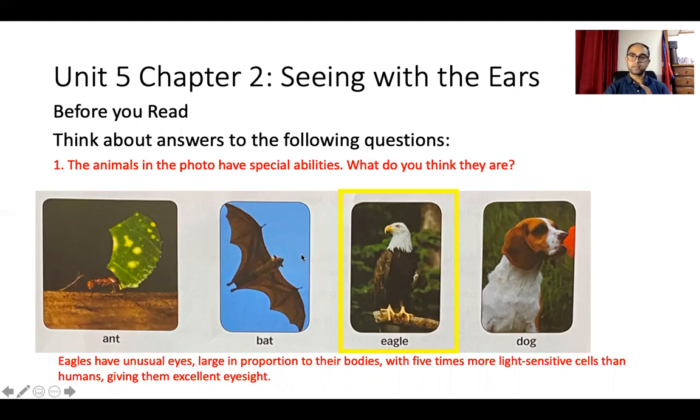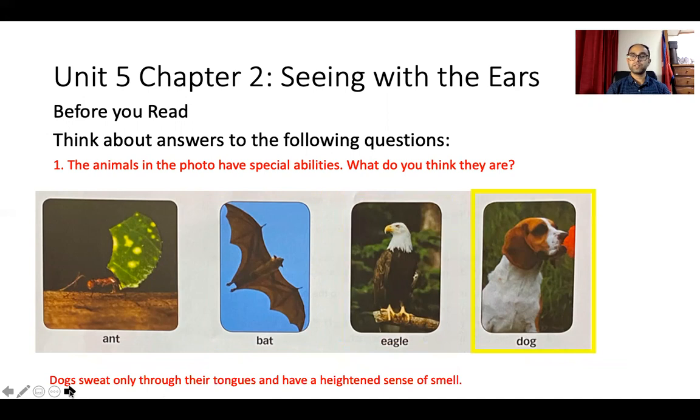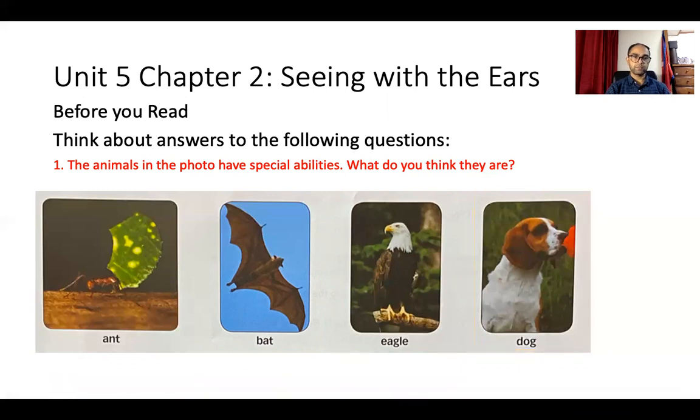Okay, and the last picture we have is dogs. What do you have for dogs? Let's see. Dogs sweat only through their tongues and have a heightened sense of smell. Sweat is ase o kaku. So their sweat comes from their tongue. Okay, and heightened means greater sense of smell, good smelling power. Maybe you all have similar answers. Very good. Let's go to the second question we have.